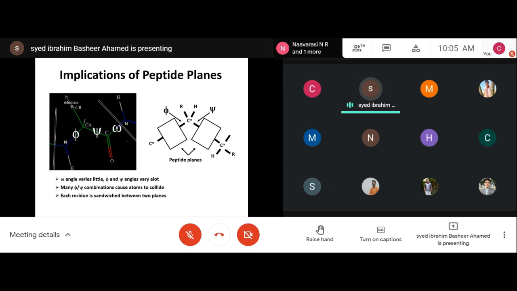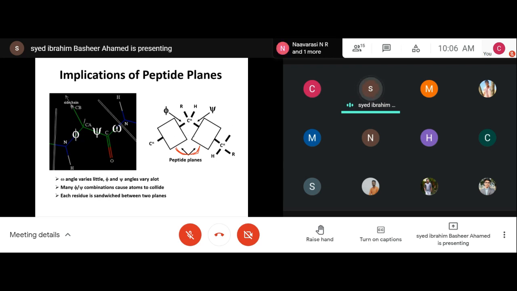For a trans peptide, the angle is 180 degrees. For a cis peptide, it will not be 180 degrees, it will be 0 degrees or something else. So you have a planar unit over here and another planar unit over here. So you have two peptide planes, and between these two peptides one C alpha is there. So it's like a sandwich. Each residue is sandwiched between two rigid planes. Can you see this?